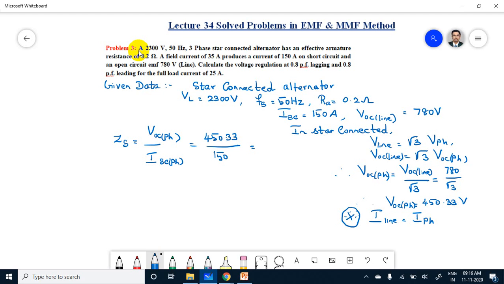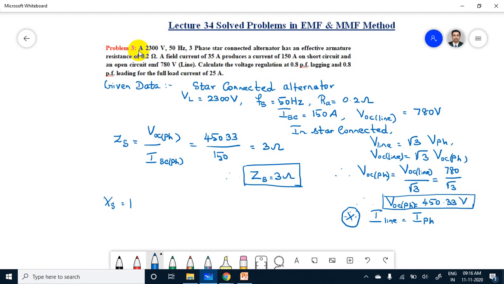So what is the answer, ma'am? ZS how much? 3, sir. 3 ohms. Good. Therefore ZS equals 3 ohms, and VOC phase is 450.33. Then we have to calculate the reactance.